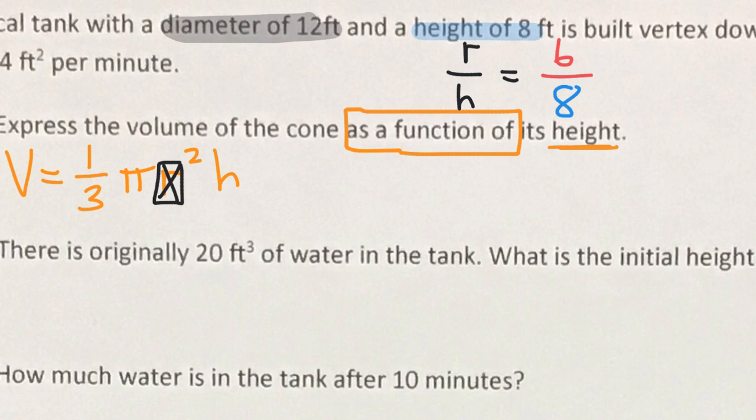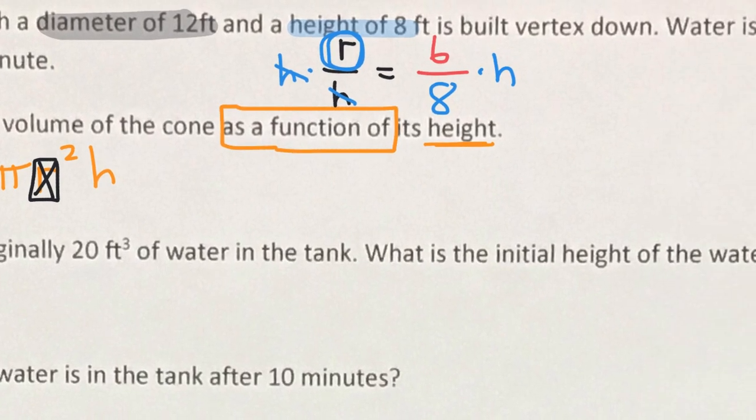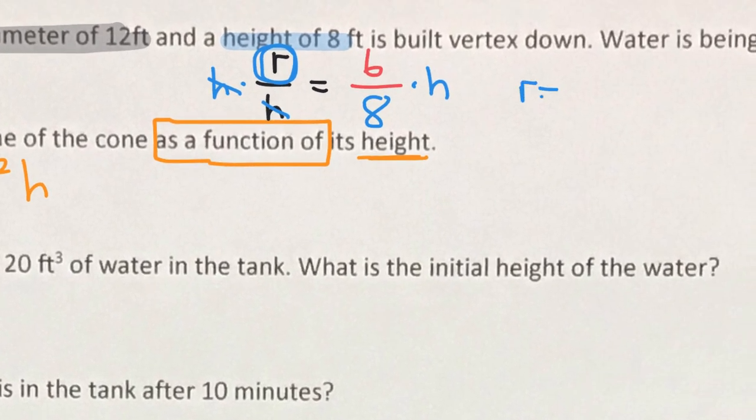Because we want to replace r in the volume equation, we need to solve for r in the proportion. All cones have this proportion. We multiply both sides by h because that's what gets r by itself. When we simplify, what does 6 over 8 reduce to? 3/4. So the radius is 3/4 of the height. We write it with the h in the numerator next to the 3, rather than 3/4 and then the h.